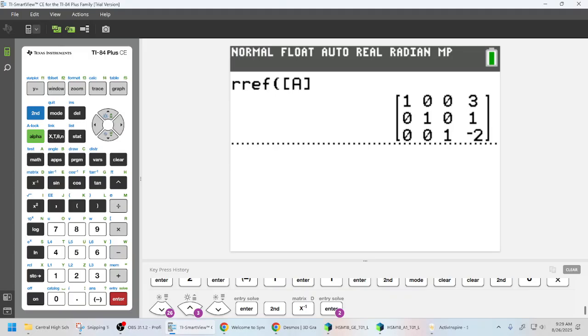And then remember what I said. This is 1x equals 3, 1y equals 1, and 1z equals negative 2, and that's the answer that we got. It just solves it instantly for you. Now, admittedly, this TI calculator is kind of an outdated interface, right? That's a lot of clicking around.